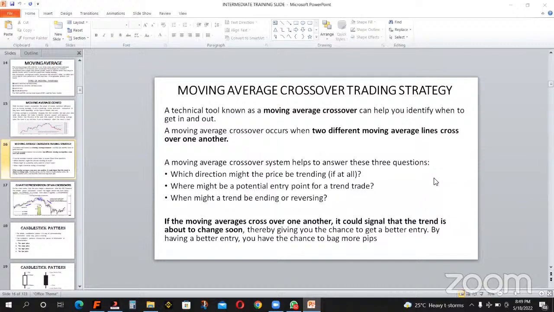Now, when we say moving average crossover, we're talking about two moving averages of different periods. The higher the period, take note of this, the higher the period, the slower the moving average. The smaller the period, the faster the moving average.